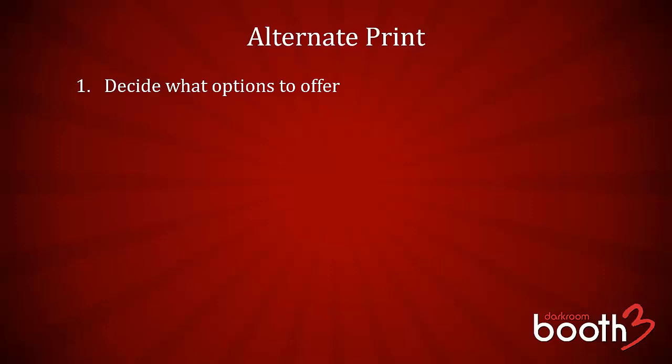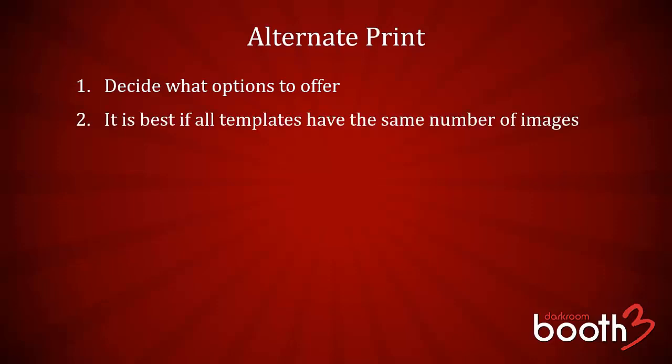So first of all, you want to decide what options you want to offer the customer and get those templates ready. Now, it's best if all of your templates have the same number of images. Currently, Darkroom Booth does not key the number of photographs taken to the number of image spots on the template. So whatever you have set in the main output tab for the number of photos to take, it's going to take that many photos. So if you have one template with 3 photos and one template with only 1 photo, it's going to take all 3. Now, you can also let them see all 3 and choose which one they want to be in that single photo template.